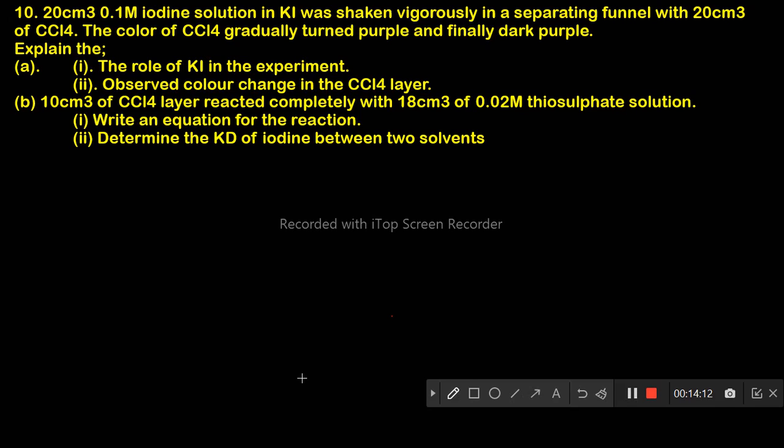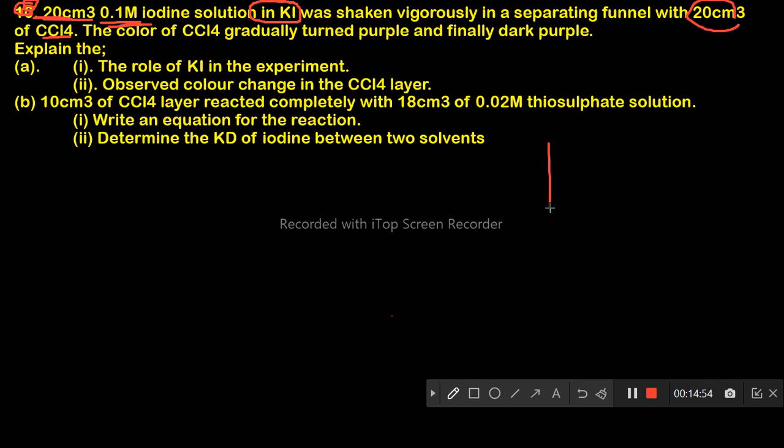So the question was really good. It is 20 centimeters cubed. Don't mind about the 10, it was number 10 in the topical questions, so that's why it has a 10. So 20 centimeters cubed of 0.1 molar solution of potassium iodide was shaken vigorously in a separating funnel with 20 of the organic layer, tetrachloromethane. So now it is the aqueous layer of potassium iodide. It is shaken with the 20 of the organic layer.